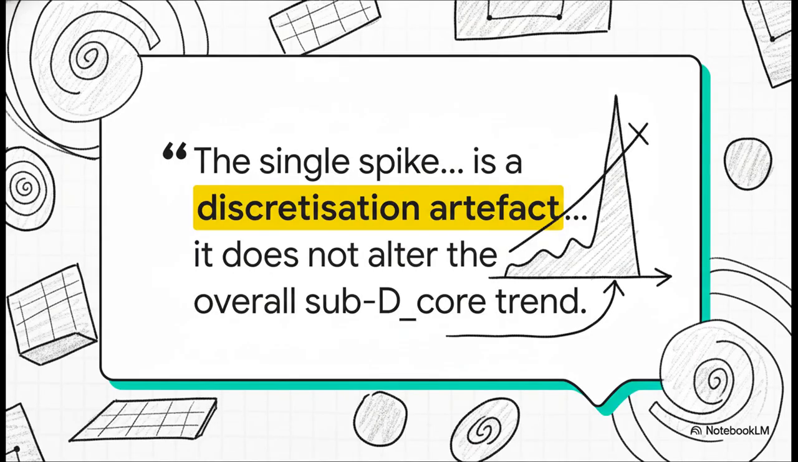Now, in the spirit of full transparency, the paper is very clear about an anomaly. There's a single data point where the proxy spikes to nearly 4.87, but they explicitly identify this as a known discretization artifact, a numerical quirk, not a true representation of the dynamics. So they report it, as they should, but it doesn't change the overall sub-d-core trend.